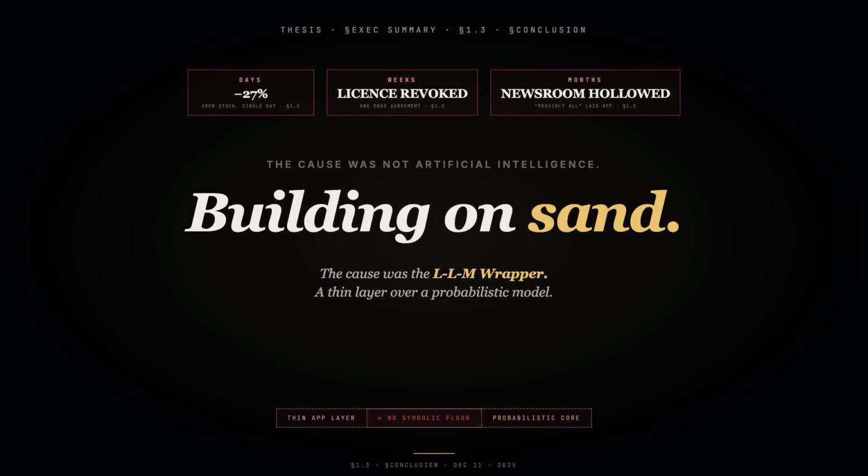Within days, Arena Group stock fell 27%. Within weeks, the license to publish the magazine was revoked. Within months, the newsroom was hollowed out. The technical cause was not artificial intelligence. The technical cause was the LLM wrapper, a thin software layer over a probabilistic model with no symbolic verification beneath it. If a brand builds on wrappers, it is building on sand.